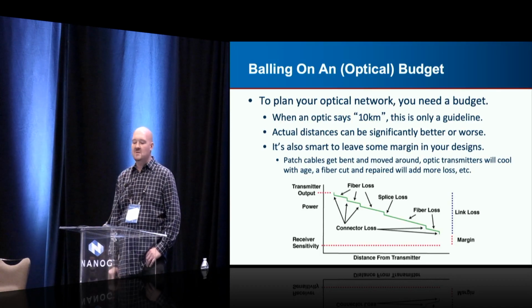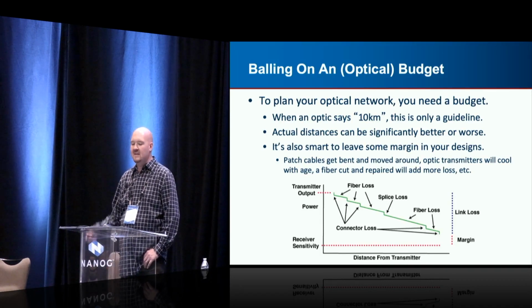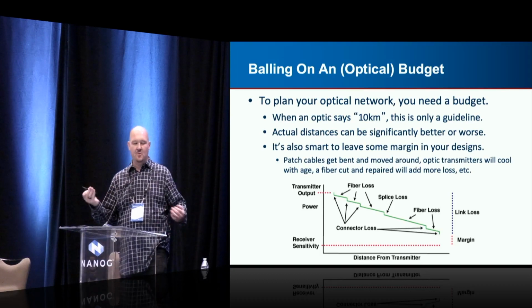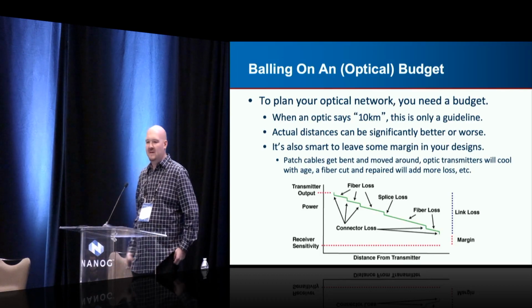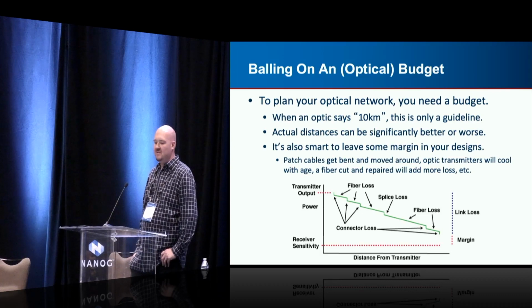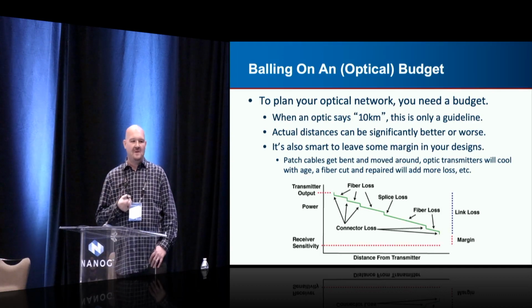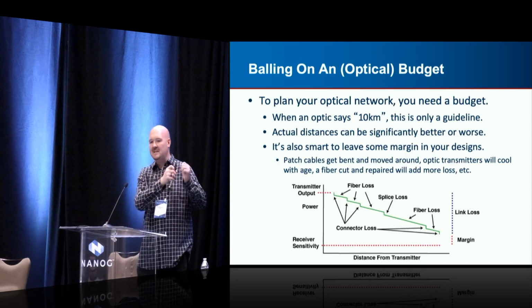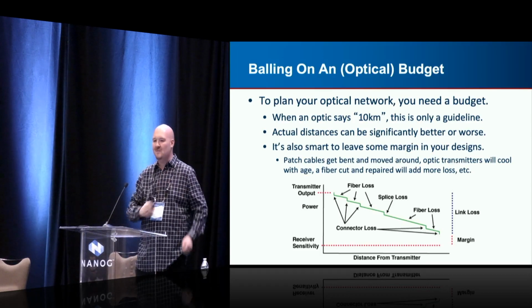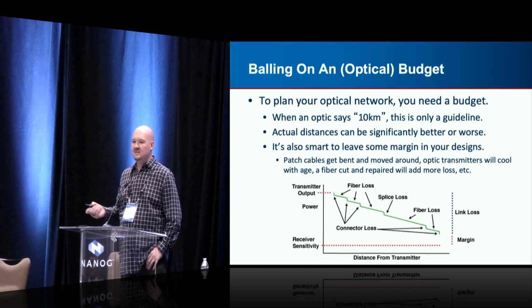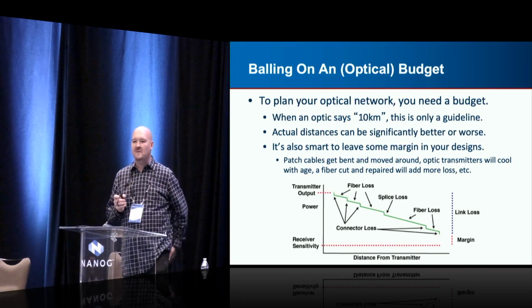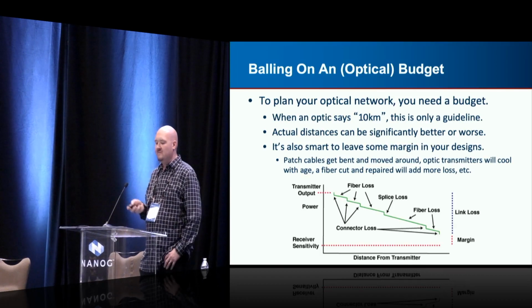But you want to leave some margin. You want to leave some room so that as the transmitters might cool with age, 5 years from now you don't find that you've crossed this magic threshold and your signal goes down. And remember, you have to leave room. What happens if there's a fiber cut and the splice crew goes out and fixes it, but doesn't fix it quite perfectly and there's a little bit more loss, or technicians go out in the field and bend the fiber cables? You have to leave a little bit of margin in there.